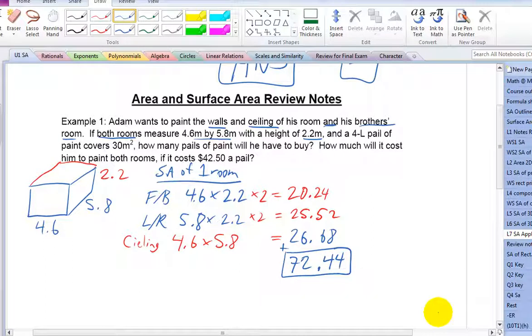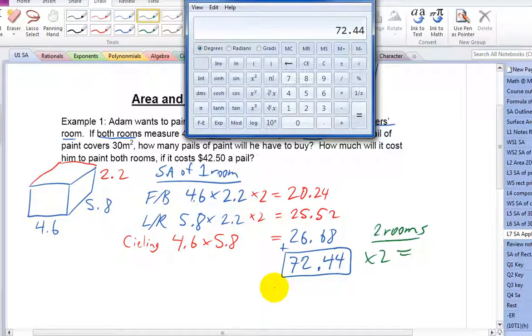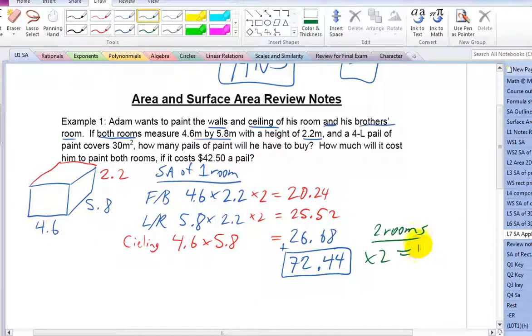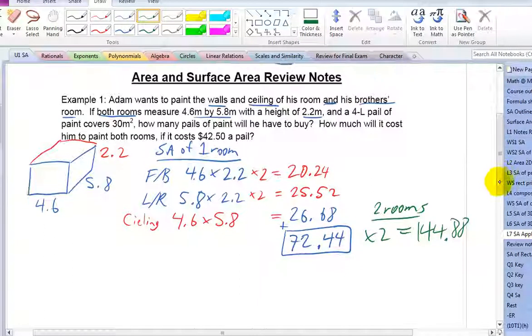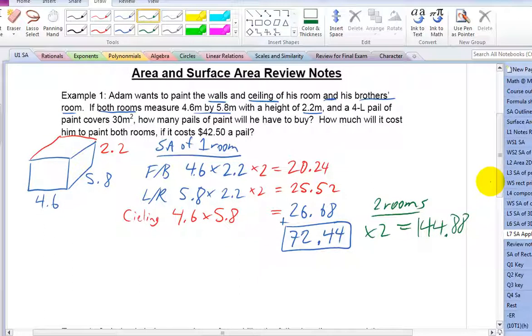Further, what should we do? Yeah, times it by 2 because there's 2 rooms. Okay. So still keep all your decimals. Don't round. If you rounded here, that's where you would have gone wrong. Okay, so just go times 2. 144.88. Again, don't round yet. Okay. So that's going to be meters squared.